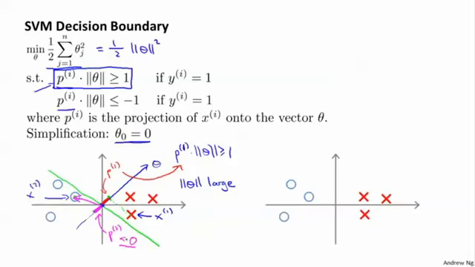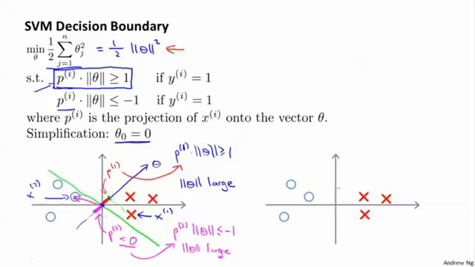And similarly, for our negative example, we need P2 times the norm of theta to be less than or equal to -1. And we saw in this example that P2 is going to be a pretty small negative number. And so the only way for that to happen as well is for the norm of theta to be large. But what we're doing in the optimization objective is trying to find a setting of parameters where the norm of theta is small. And so this doesn't seem like such a good direction for the parameter vector theta.